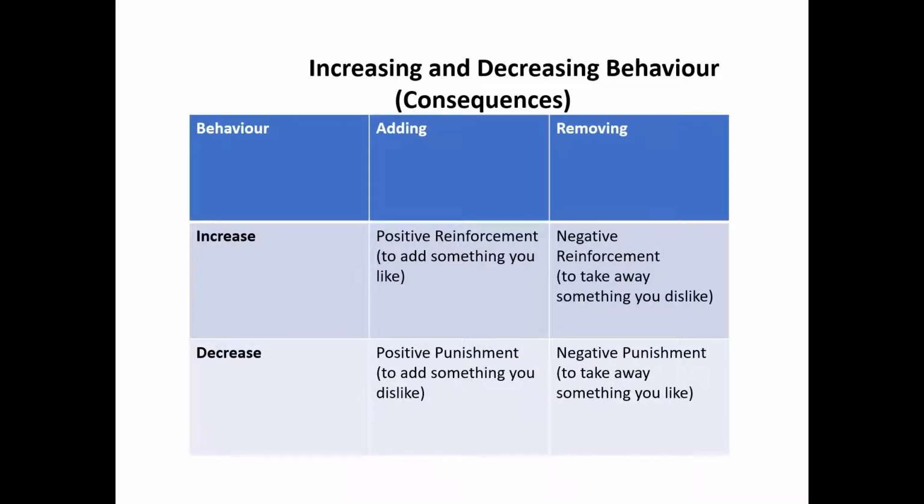So when it comes to increasing and decreasing behavior, there are different tools that can be used to reinforce and change behaviors. Whenever we want to increase a behavior, we can use positive reinforcement, which is adding something that you like. Negative reinforcement is removing something to increase a behavior. However, if we want to decrease a behavior, we could use positive punishment, which is adding in something that the child or somebody may dislike, or negative punishment, which is taking something away to decrease a behavior.